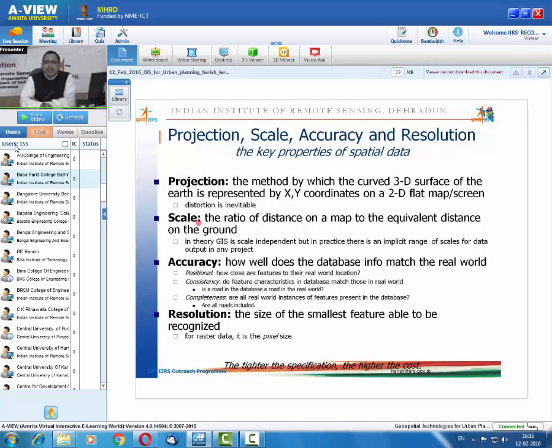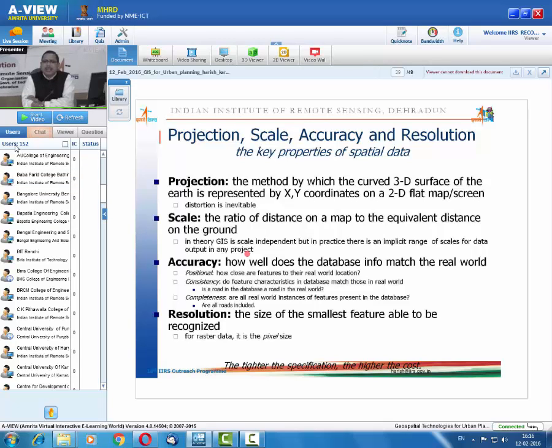The next important point is scale, the ratio of distance on the map to the equivalent distance on the ground. So it is a ratio between two distances, one on your map and the second in reality. In theory, GIS is scale independent, but in practice there is an implicit range of scale for the data output in any project. GIS is a digital format with no concept of scale, but when you are creating the data, you have to define the scale.